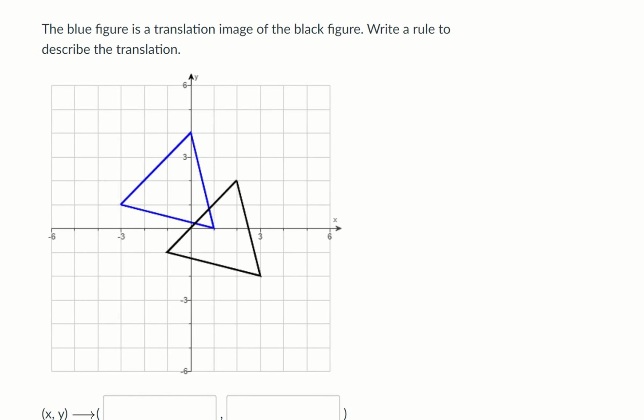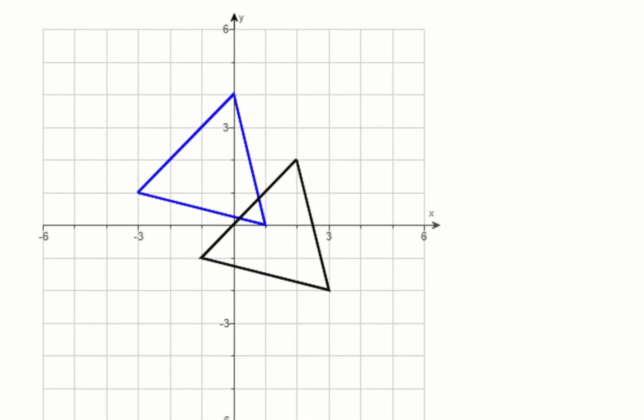The blue figure is a translation image of the black figure. Write a rule to describe the translation. Okay, so basically since it's a translation, I know that this is going to here, this is going to here, and then this is going to here. Okay, so let's label this A, B, C, A prime, B prime, and C prime. It has to go that way because it's a translation, so we're just moving it over.